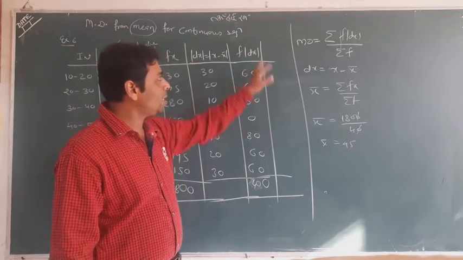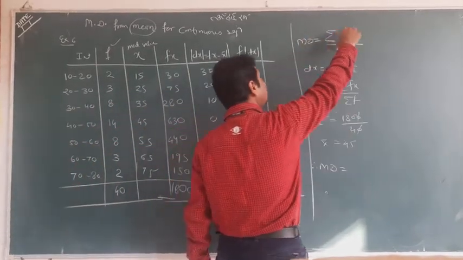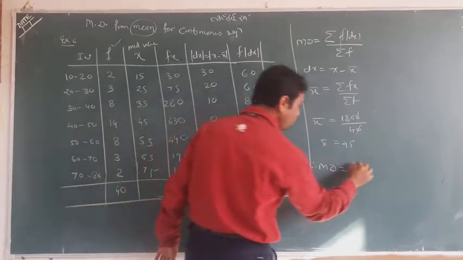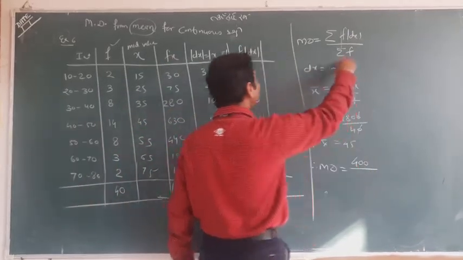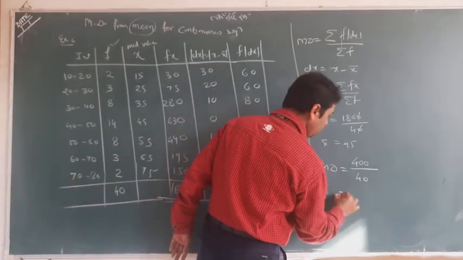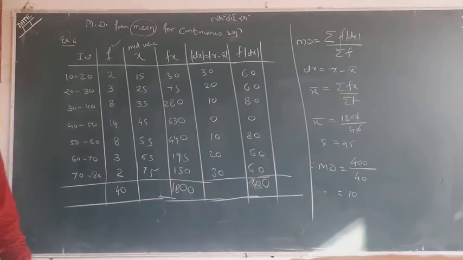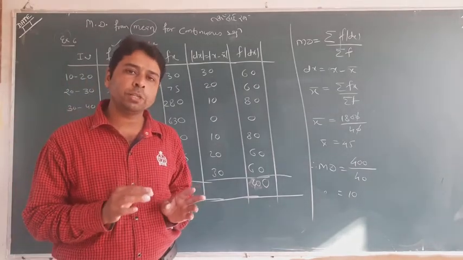Finally, after finding summation f dx, you can go directly to MD, meaning mean deviation, which is summation f dx, 400, upon summation f, 40. So it's your answer. Mean deviation is your 10. So I don't think it's a trouble. Only the method is important. You know the method.